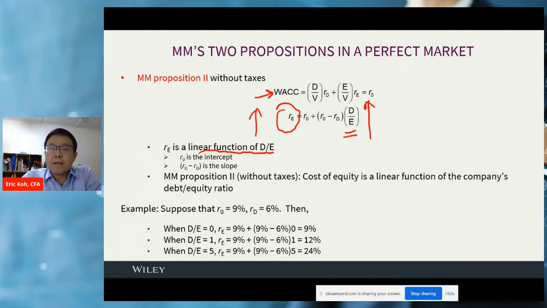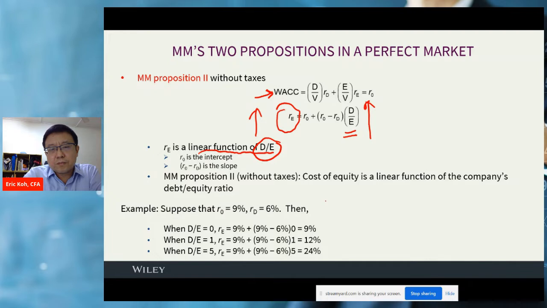The reasoning is this. The more the firm borrows, the more the firm's cash flow will have to be committed to the external debt holders because the firm is subject to contractual obligations, right? So the equity holders, the residual holders, will be subject to higher and higher risks as the firm increases its leverage, its proportion of D over E. If you as an equity holder or potential equity holder of this company see that there's increased risk, what do you do? Definitely you will require a higher rate of return and therefore the RE goes up. So that is the intuitive explanation behind this formula. Okay.